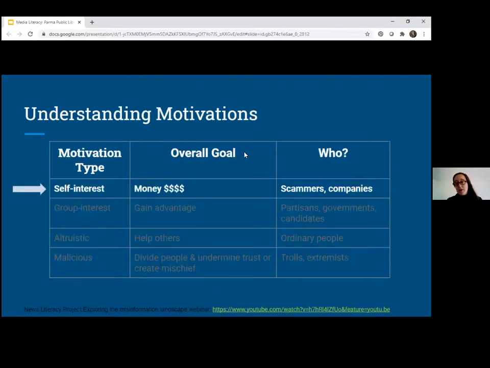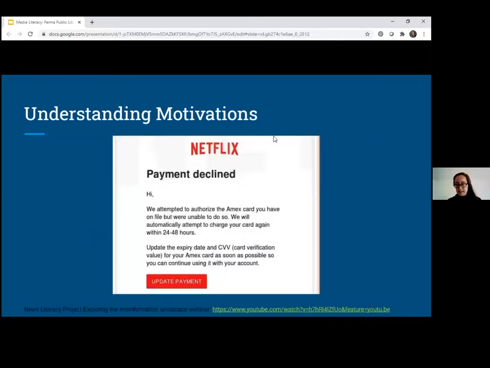So the main motivation for misinformation that's out there, someone putting out information that's wrong, untrue, their goal is to make money, usually, legally or illegally. And it's usually scammers, companies, people who want to get more money. So an example of that is this email. It says payment declined. Hey, we attempted to authorize your credit card. It didn't go through. You've got to send us your credit card number with the code on the back immediately so you can pay us.